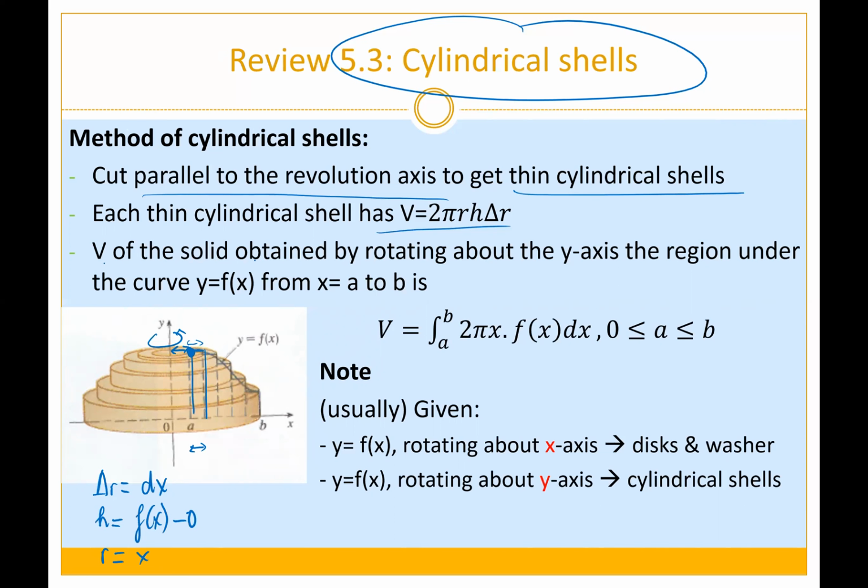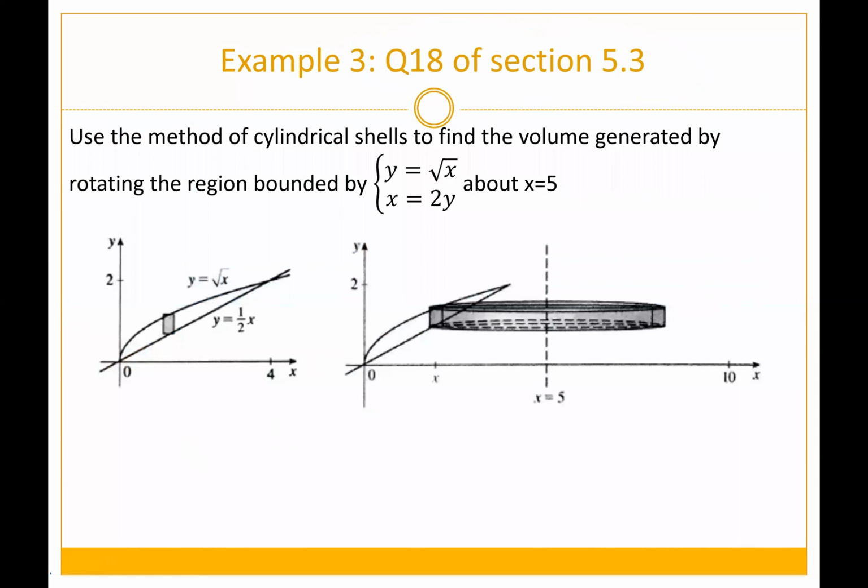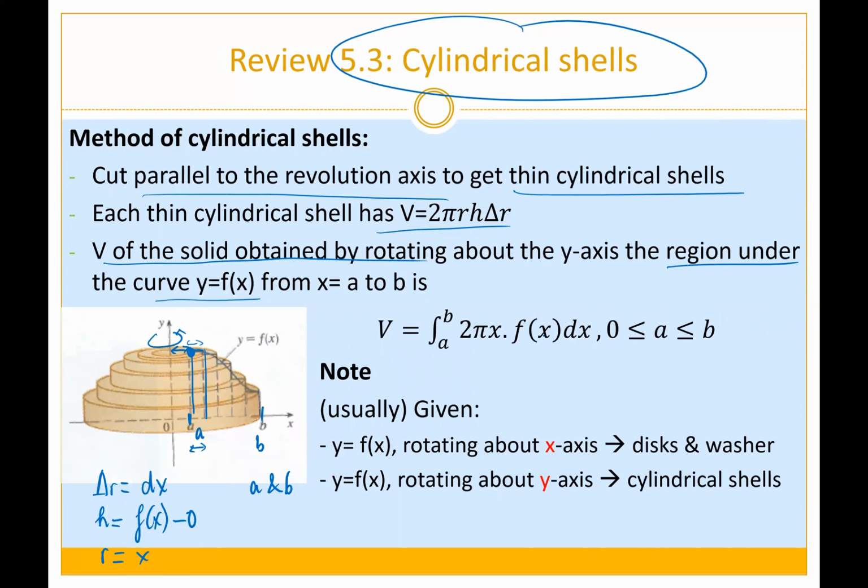So the volume of the solid obtained by rotating around the y-axis the region under this curve from x = a to x = b. Also, you have to find what a and b are. So the volume is going to equal the integral from a to b of 2 pi x, because x here is the radius, times f(x), the height, times dx. And basically we're going to apply the same thing to whatever shape we're given.